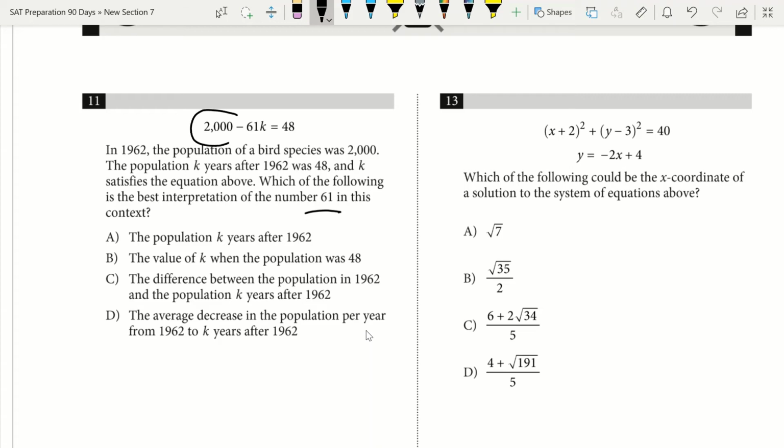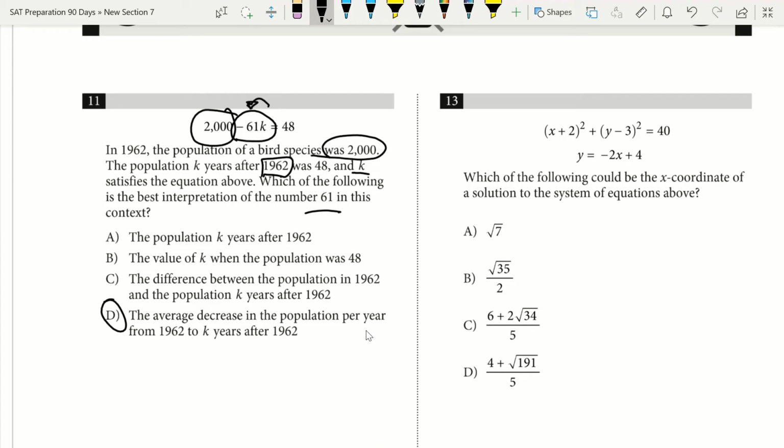Well, I know this 2,000 here is my bird population in 1962 for that species, and I know I'm losing 61 then for every K, K being the years after 1962. So that means that for every year after 1962, I'm losing 61 birds per year. So 61 birds per year are dying. So that's going to be answer choice D for number 11.